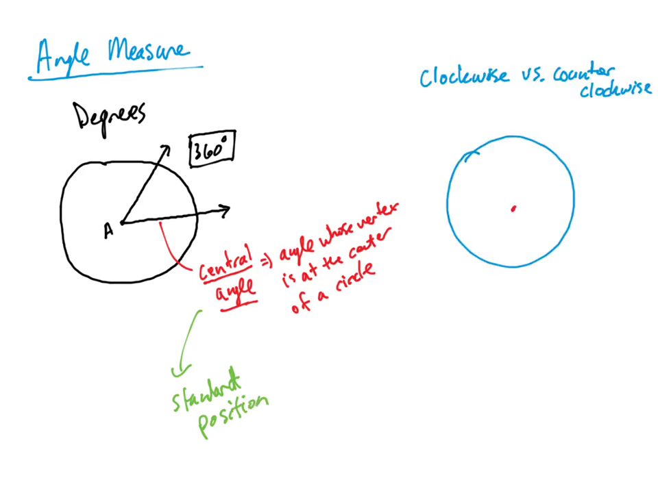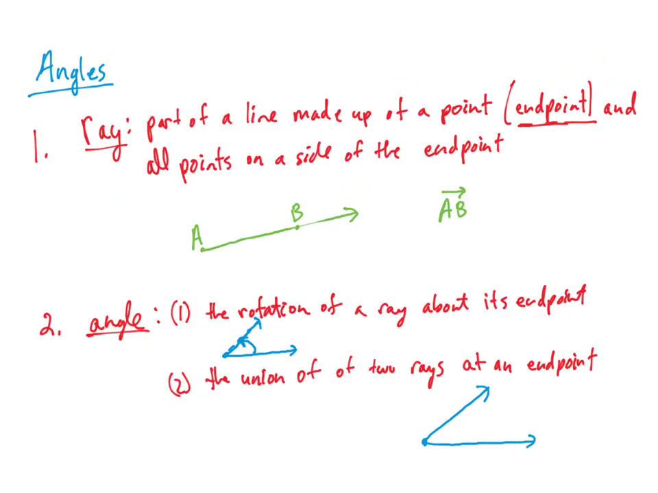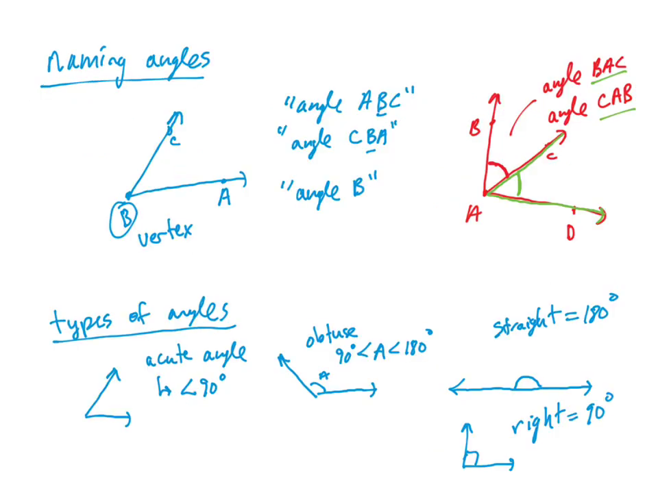Now, when we're talking about angles in standard position, we call this ray of the angle the terminal side. Another way of thinking about that is the starting side. So if we go back to the definition that we had at the very beginning, an angle is the rotation of a ray about its endpoint.